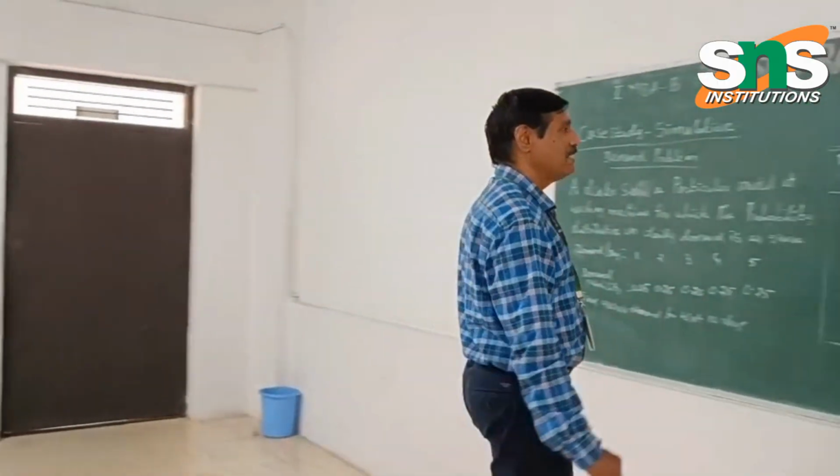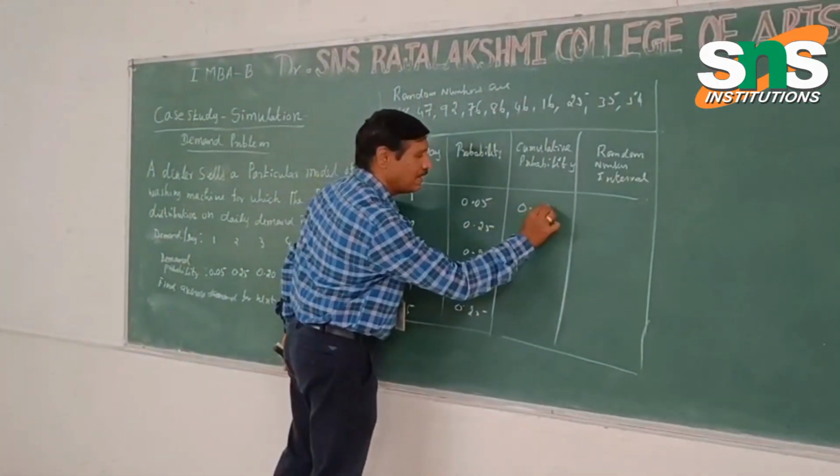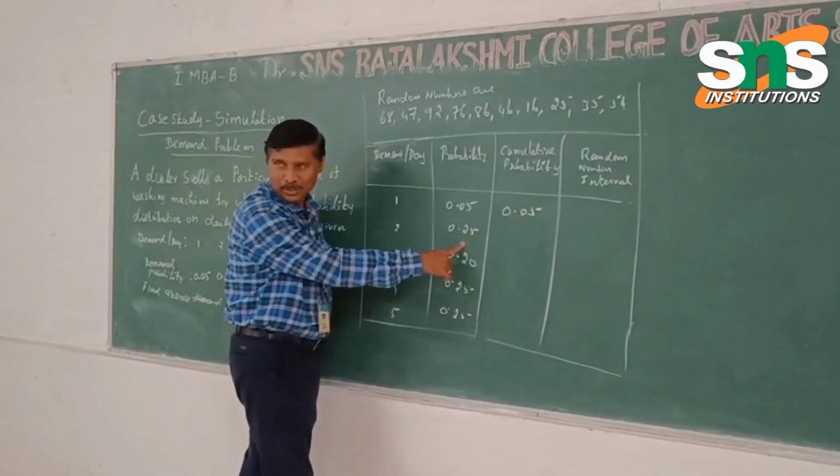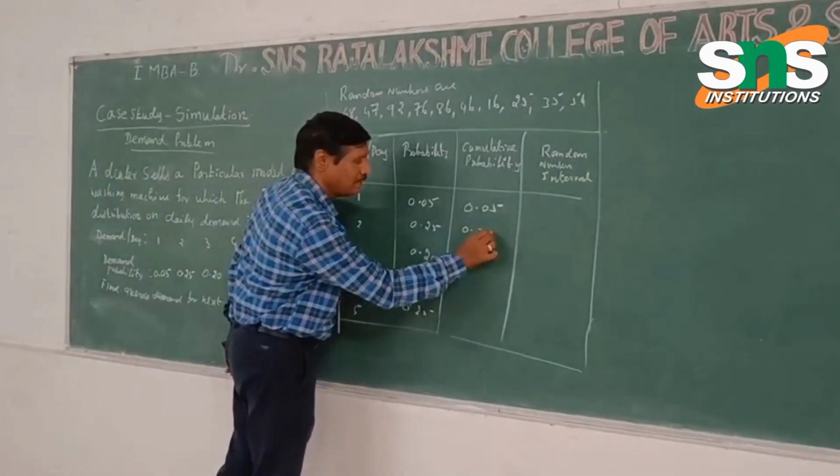Random numbers are given. The demand per day for 5 days is given and the probability is there. What is the corresponding probability for each day? Next we write the cumulative probability. How do we write it? First we write 0.05. Then add this 0.05 with 0.25, so it is 0.30.